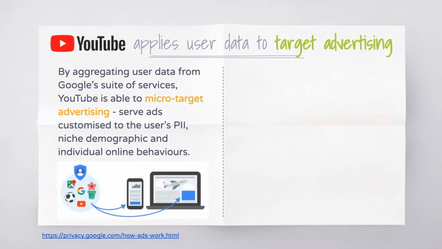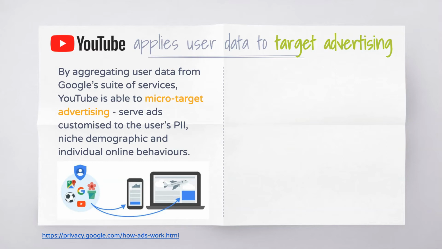The second reason that YouTube uses data is to target advertising to audiences. By aggregating user data from Google's suite of services, YouTube is able to micro-target their advertising. That is, they will serve ads customized to a user's personally identifiable information, niche demographic, and their individual online activity.